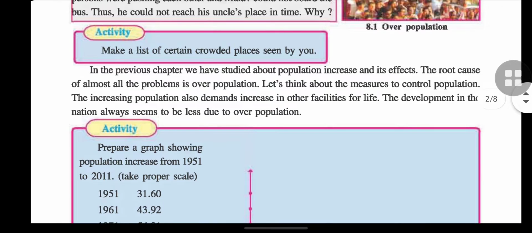Let's think about the measures to control population. The increasing population also demands an increase in the facilities for life. The development in the nation always seems to be less due to overpopulation.